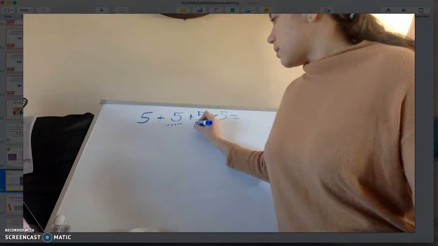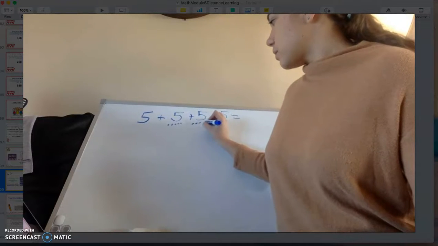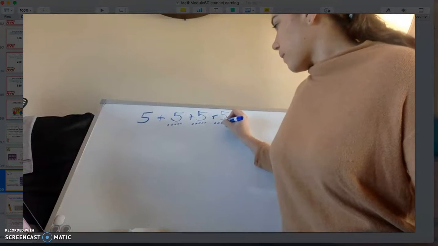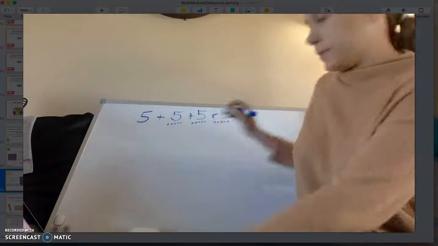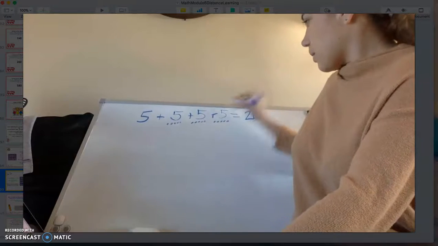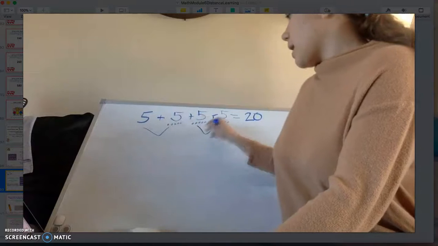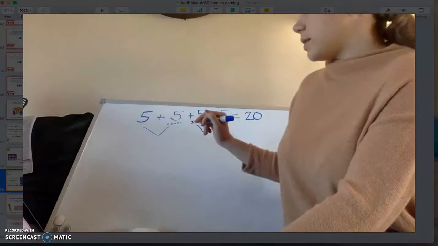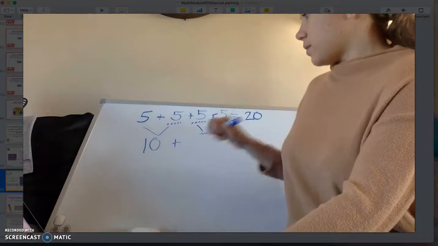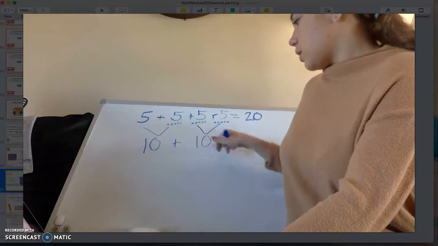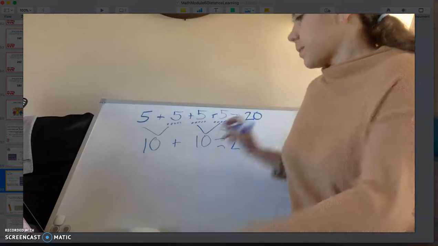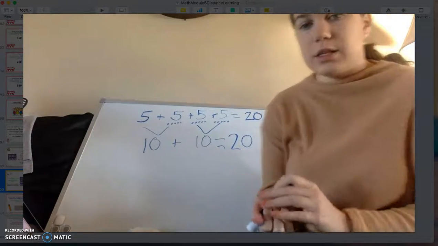10, plus 5, 15 plus 5, 20. Good. Remember, you can combine your add-ins. So what's 5 plus 5? Good, 10. What's 5 plus 5? Good, 10. And you can do 10 plus 10 equals 20. So you can write your repeated addition sentence that way.